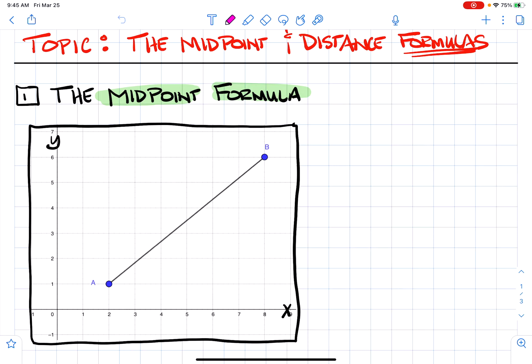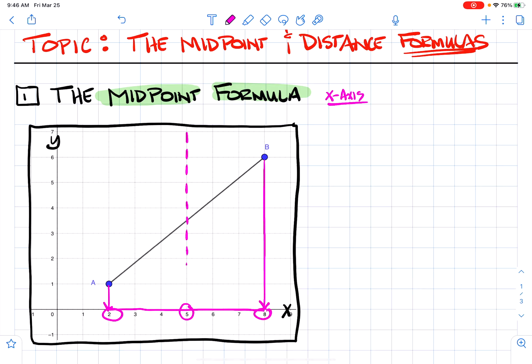So let's begin by first taking a look at the x-axis for now. If I were to trace this point down to where it is on the x-axis, and then trace this point down to where this is on the x-axis, I would be covering this distance. So this would be 8, and this would be 2. So what's the halfway point between 8 and 2? Well, the halfway point is clearly 5. So how could we think about doing that? I'm going to draw a vertical line at the halfway point for my x-axis.